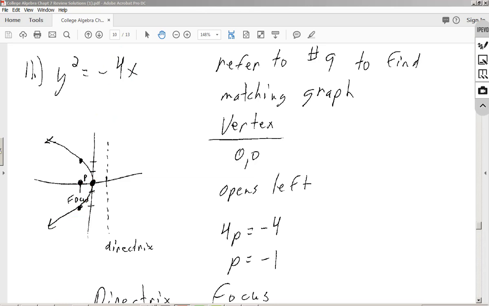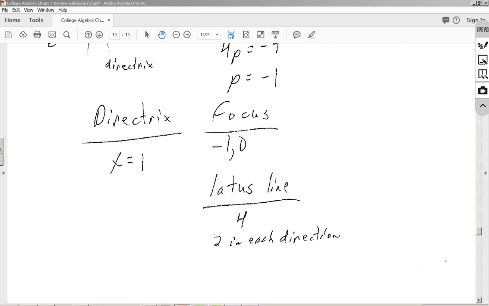You have your graph that opens to the left. Your vertex is 0, 0. Your focus at negative 1, 0. Your directrix is x equals 1. And then your latus rectum line is going to be 2 in each direction for a total of 4.